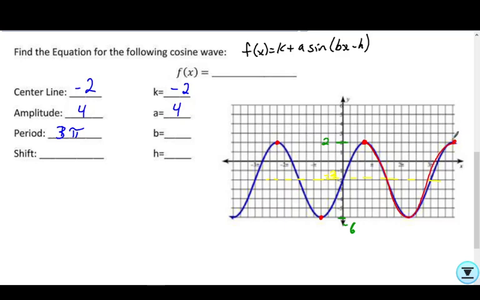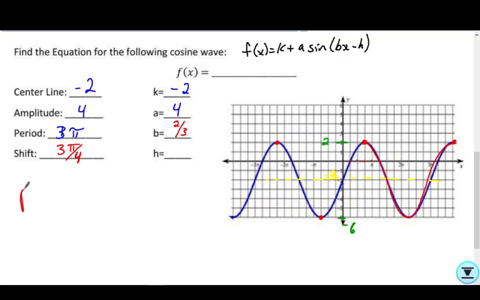Okay, which means that if this is pi, this is divided up into 3. So this is going to be 3 pi over 4. So my shift is 3 pi over 4. Okay, so that's how far it's been shifted. Now we already know what b is, because b is the same. So this is still 2/3.